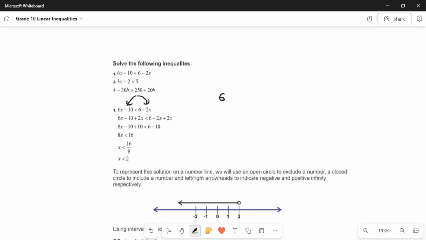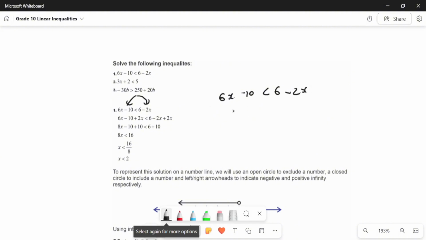So what would your first step be? So we got 6x minus 10 is less than 6 minus 2x. Okay, so if I add 2x on both sides, I'll get 8x minus 10 less than 6. And then if I add 10 on both sides, I'll get 8x less than 16. Therefore, x must be less than 2.